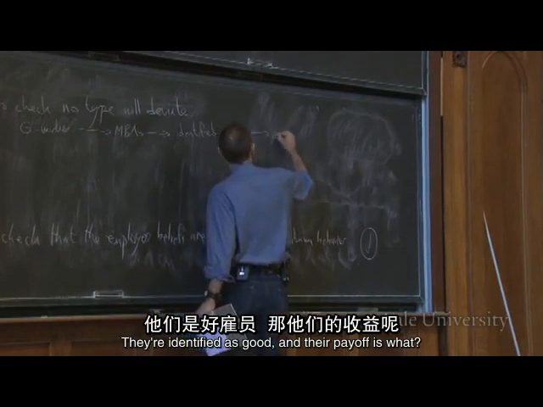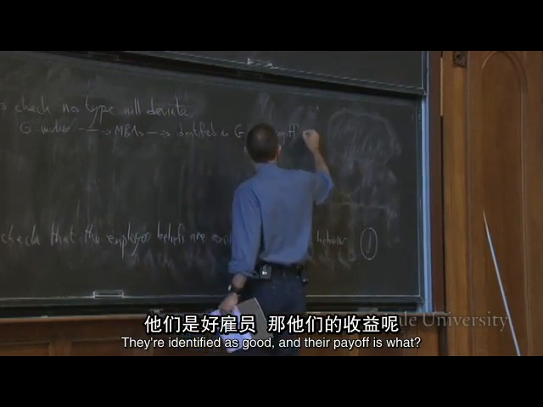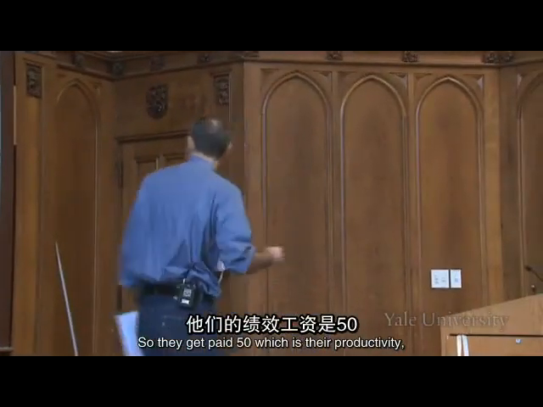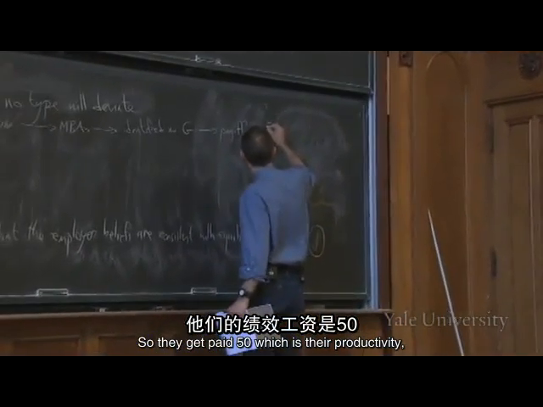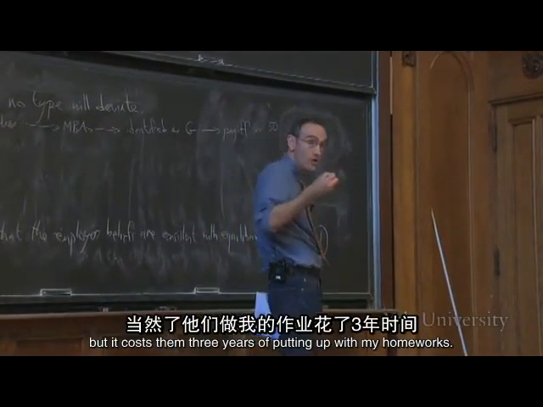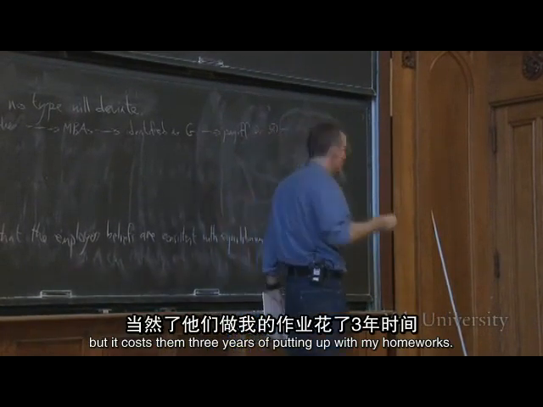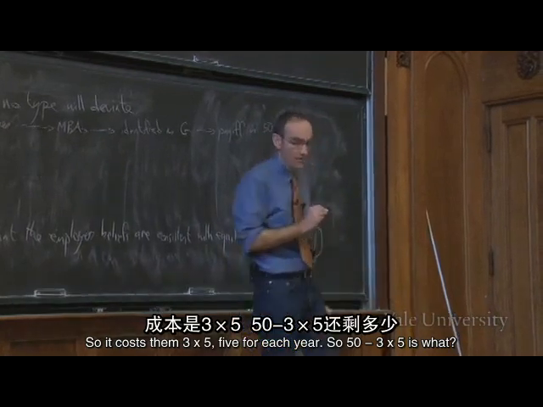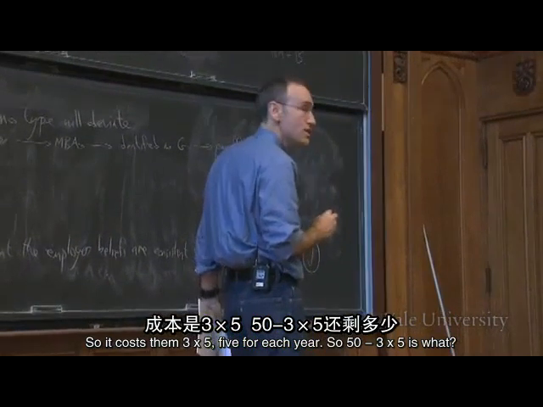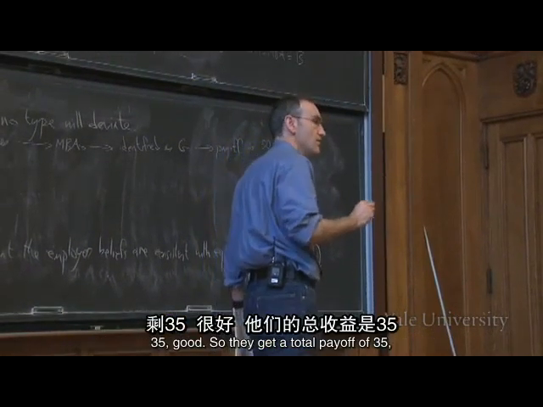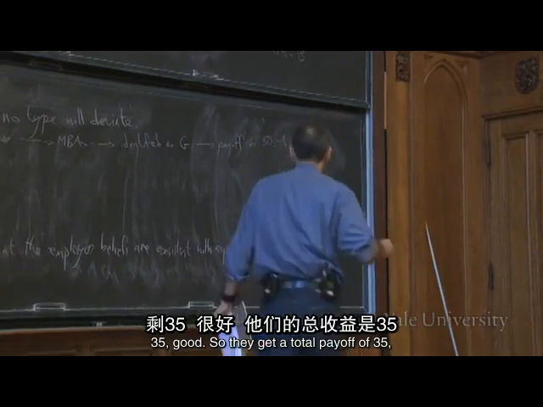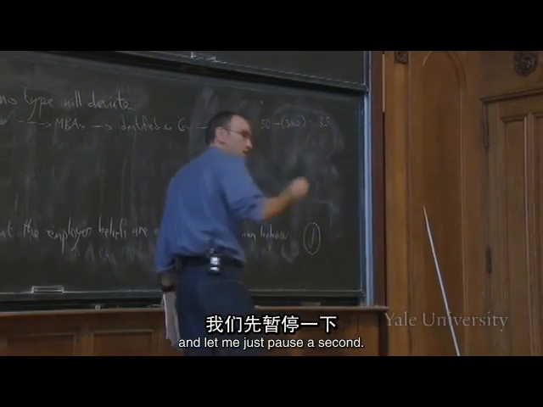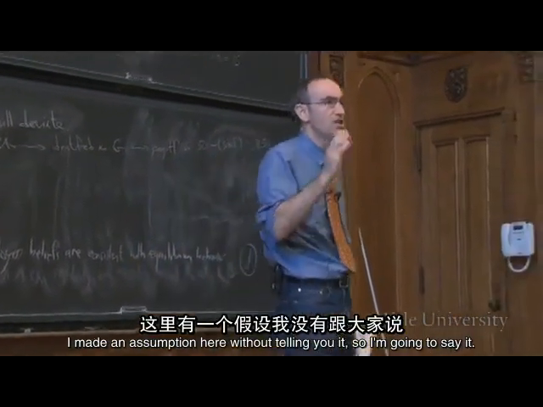And their payoff is what? What's the payoff of the good workers here? So they get paid 50, which is their productivity, but it cost them 3 years of putting up with my homeworks, so it cost them 3 times 5, right? 5 for each year, so 50 minus 3 times 5 is what? 50 minus 3 times 5 is 35, good. Okay, so they get a total payoff of 35, all right? And let me just pause a second. I made an assumption here without telling you it, so I'm going to say it.